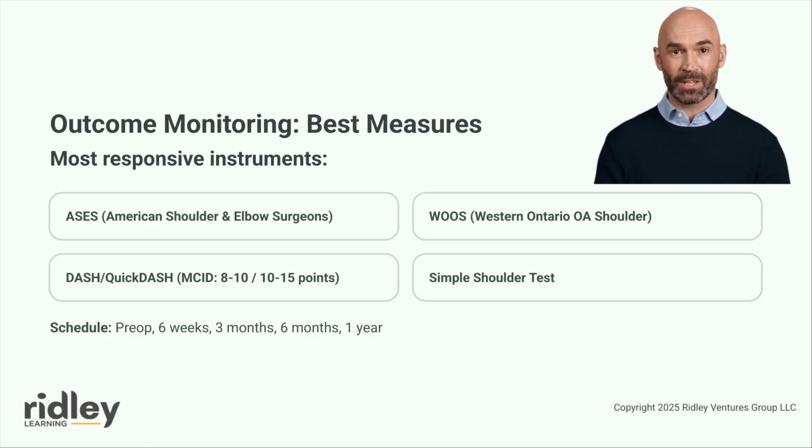These instruments demonstrate superior responsiveness to change compared to other commonly used measures, with effect sizes exceeding 0.8 for detecting clinically meaningful improvement after surgery. The American Shoulder and Elbow Surgeon Score is particularly advantageous due to its low responder burden, inclusion of both pain and function domains, and extensive validation in arthroplasty populations. A 2024 study confirmed that both the DASH and QuickDash are valid and responsive for anatomic arthroplasty outcome assessment, with minimal clinically important differences of 8 to 10 points for DASH and 10 to 15 points for QuickDash.